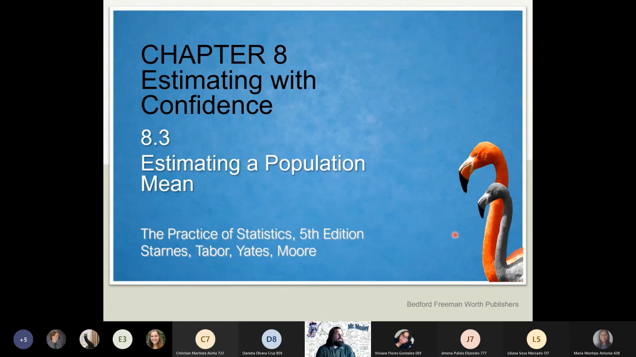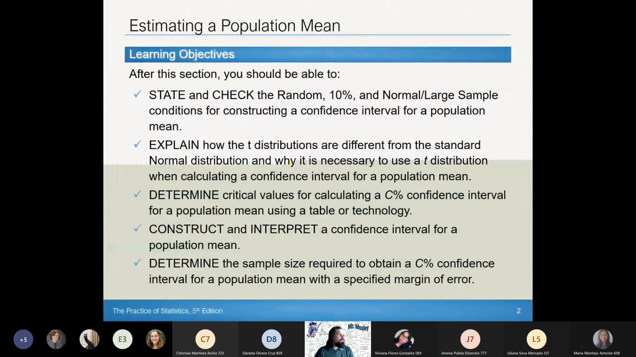Chapter 8, Estimating with Confidence, Section 8.3, Estimating a Population Mean. And this is where we're going today. So our objectives today, we want to be able to state and check the random, 10%, normal, large sample conditions for constructing a confidence interval for a population mean. Just like with population proportions, we had a set of conditions, right? Random, 10%, and large counts that we had to check before we could construct our interval.